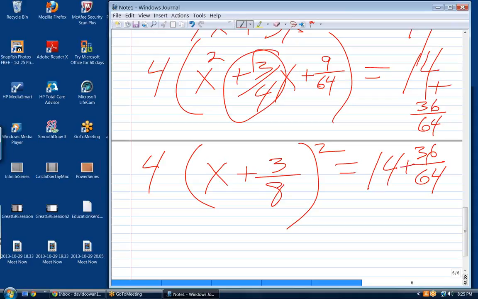In other words, I still haven't changed anything. I still have the original equation I started with. I just have something that's a lot easier to solve now. Now I divide both sides by 4, take the square root of both sides, and then subtract 3/8 from both sides. I don't want to go through all that math because I made these numbers up and I ended up with a very complicated fraction there. It's not easily divided by 4. Doesn't matter as long as you know how to do it.